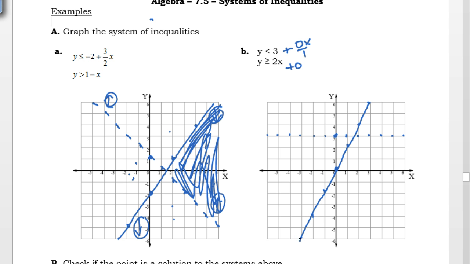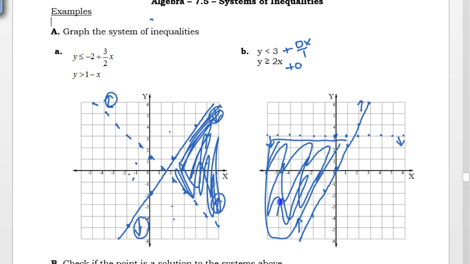I've got to go back to my arrows for the first one. Y less than 3 means on my 3 line I'm going to draw down arrows under my line. Y greater than or equal to 2x means I'm going to draw up arrows on top of my line. And then I look for the region with two arrows. I see two arrows in this region here, so that is where I will shade.